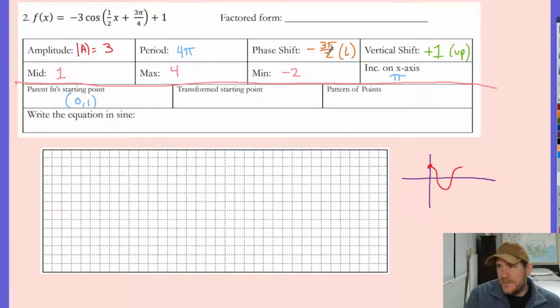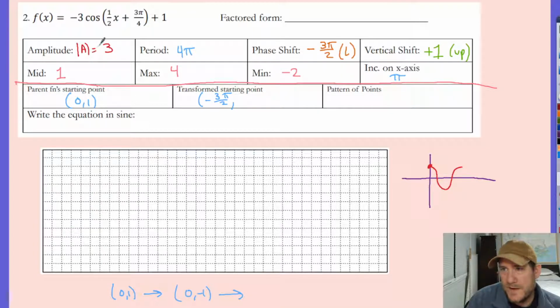For the transformed starting point, the only thing that matters is the phase shift. That gives us our new x coordinate, -3π/2. Then we have 3 transformations that affect us in the y direction. First is the reflection. Starting from 0, 1, reflection happens, so we go to 0, -1. Amplitude happens, we get stretched by a factor of 3, so we go to 0, -3. Vertical shift happens, meaning we get pushed up 1, so we go to 0, -2.